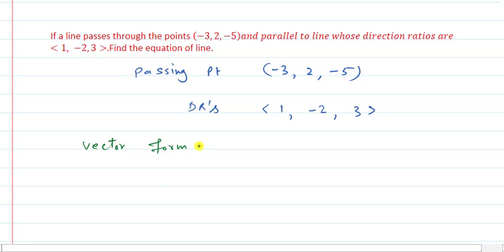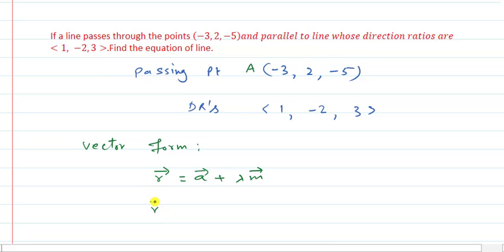Vector form of line is, as you know, r vector is equal to vector A plus lambda m. You should be very confident about it, what is r, what is A and what is m. Let me repeat it again. R is any point on the line whose coordinates are x, y, z. A is the position vector of the point through which the line is passing. So here the line is passing through minus 3, 2 and minus 5. So vector A is the position vector of this point, and m is the vector which we get from the direction ratios.